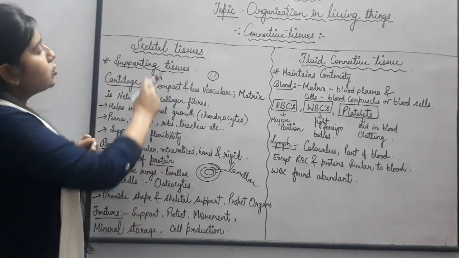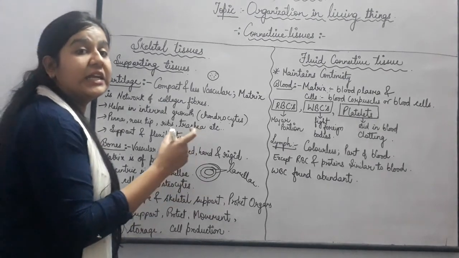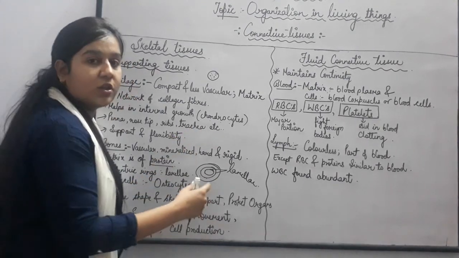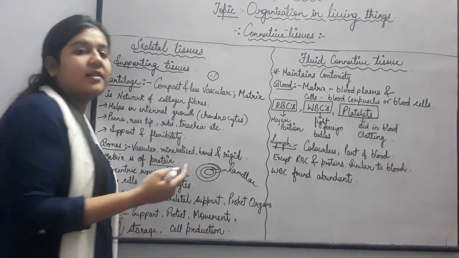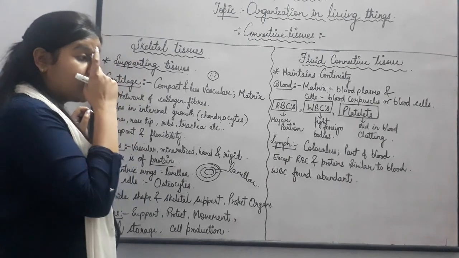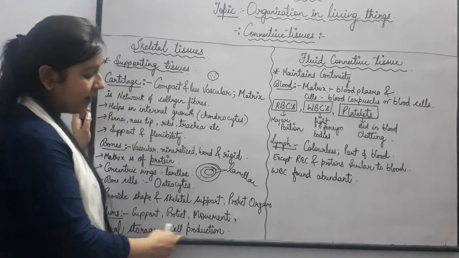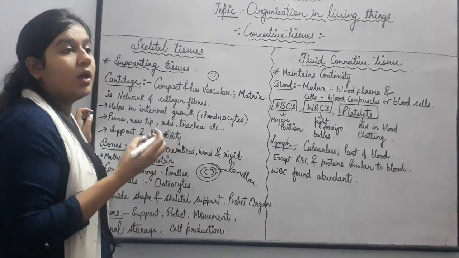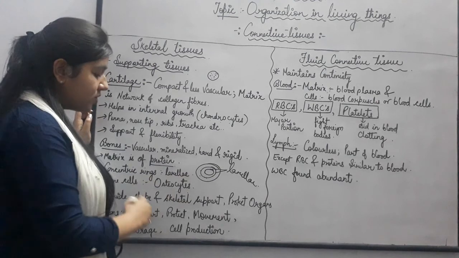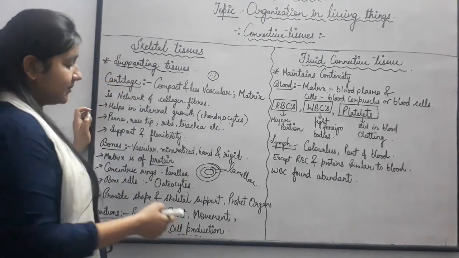The main function of skeletal tissues is to support our body, to protect the internal organs, and also to help in the movement of our body, and to store minerals. Like we know that the bones store calcium in them. They are also used in blood cell production. The blood cells are grown in the bone marrow of the bones.